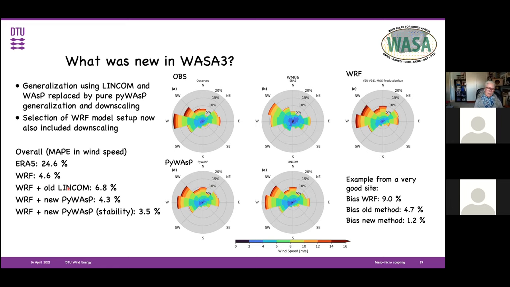to derive the topographical corrections. Now we have shown, and one of my colleagues, Roger Flores, has shown, that we can use PyWASP both to do the generalization and the downscaling. And the results are quite a bit better than the ones we got using the Linkum method before, which was not exactly matching what WRF does. In addition to that, if we use the stability from the WRF simulations, then we come up with something like 3.5% error in all the sites, which is excellent. And you can see here the errors are 1.2% too high. This is all in wind speed, not in power density.